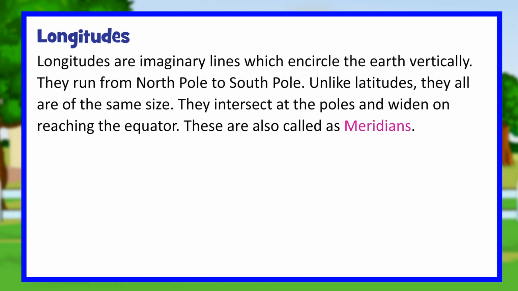Longitudes. Longitudes are imaginary lines which encircle the Earth vertically. They run from North Pole to South Pole. Unlike latitudes, they all are of the same size. They intersect at the poles and widen on reaching the equator. These are also called meridians.